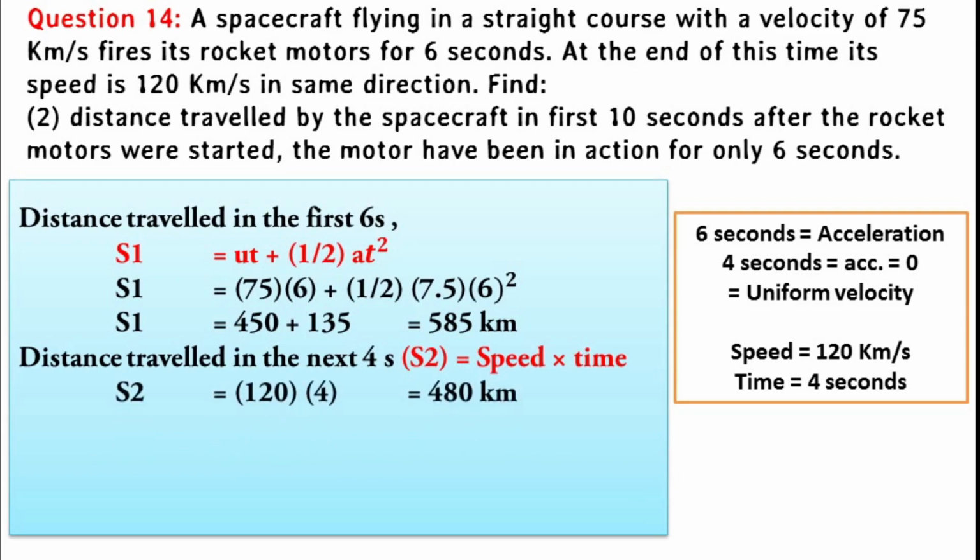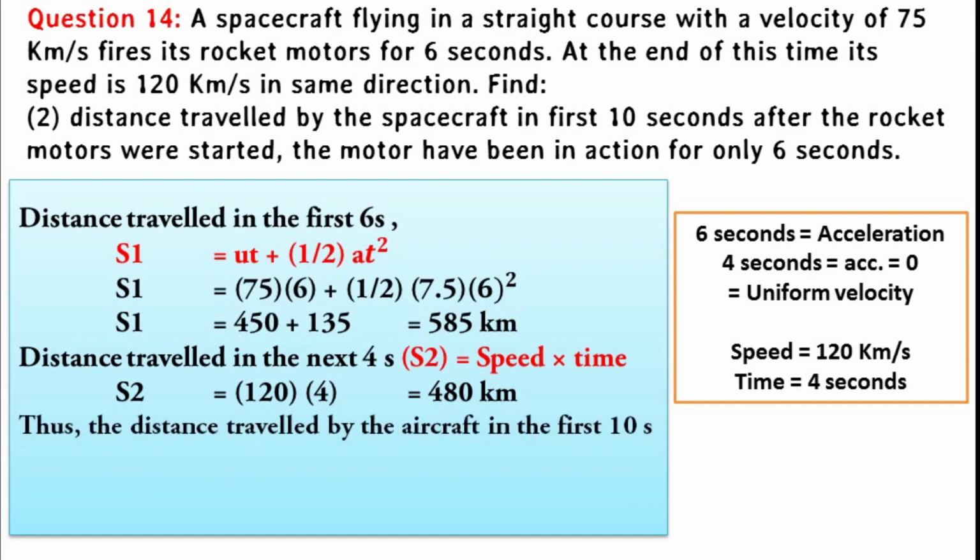Now let us take the formula. Distance is equal to velocity into time, and we know velocity is equal to 120 km per second. Time is equal to 4 seconds. Substituting all these values, we get 120 into 4, which is equal to 480 km. Therefore, total distance by the aircraft in 10 seconds is equal to 585 km plus 480 km, which is equal to 1065 km.